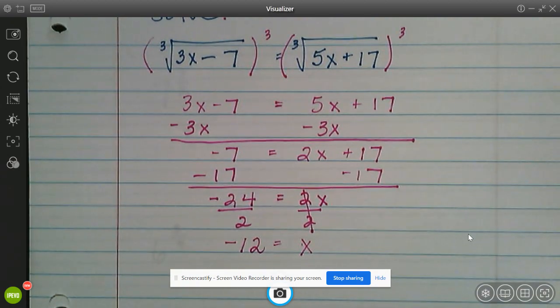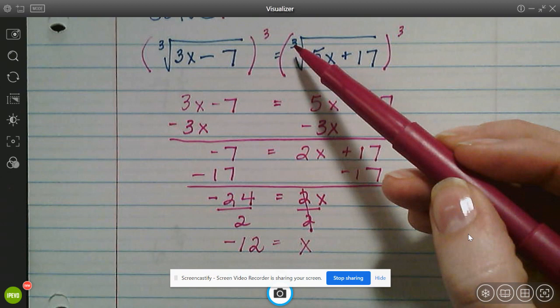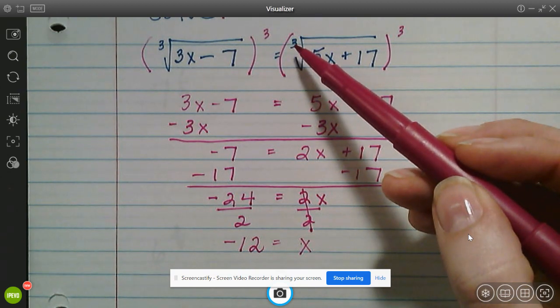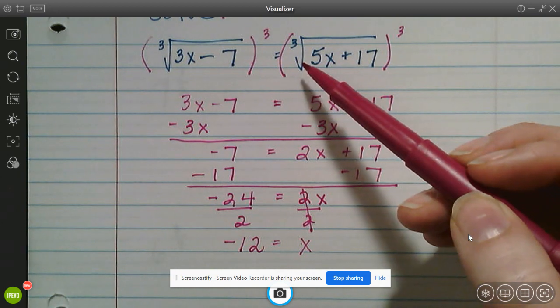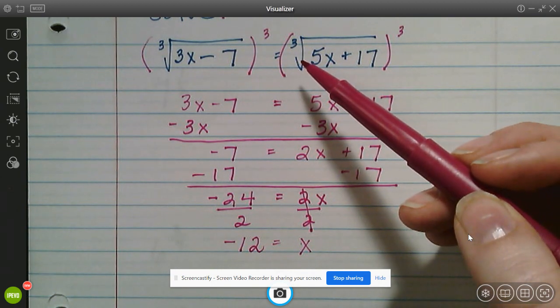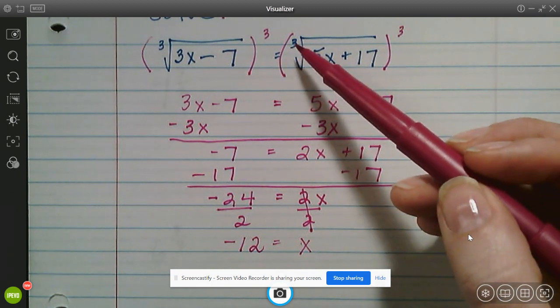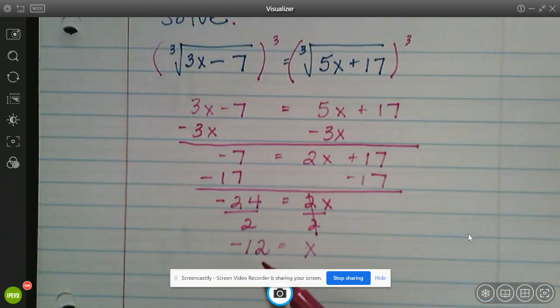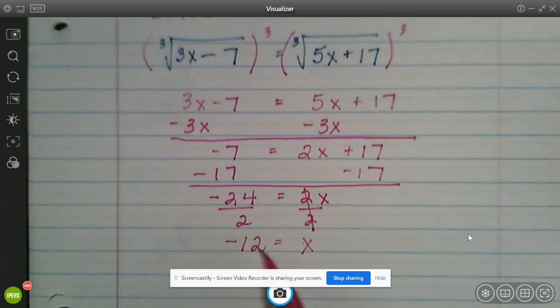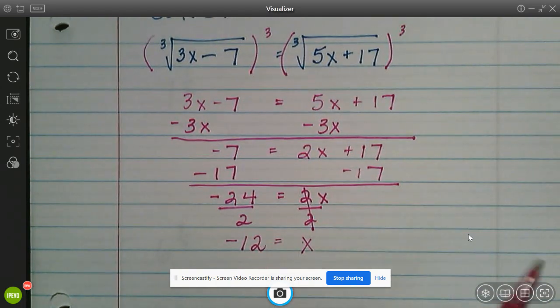Okay, I don't need to check this in Desmos because it is an odd root. You do need to check the other kind in Desmos. Anytime you have a square root, no matter what, or a fourth root or a sixth root or eighth root, if you have an even root, you have to check it in Desmos. But this is a cube root. I don't need to check it in Desmos. So that is my solution. That is my only solution. In this case, I just have 1. So that's how you do that first kind of problem.